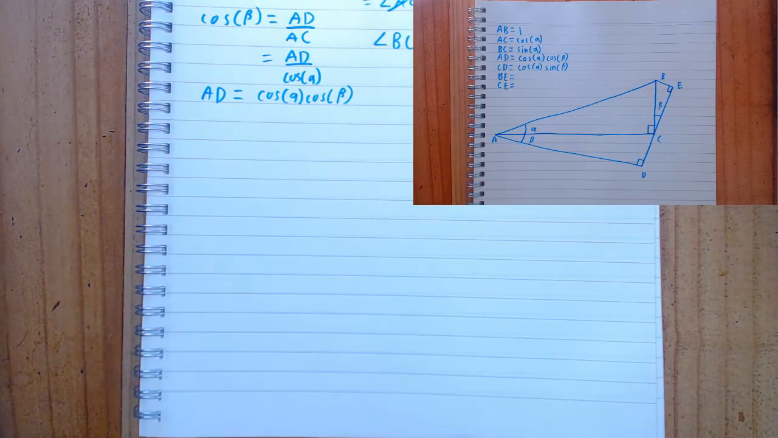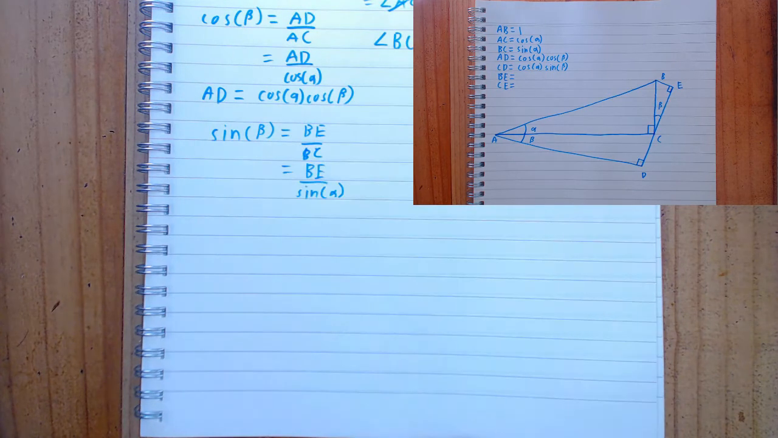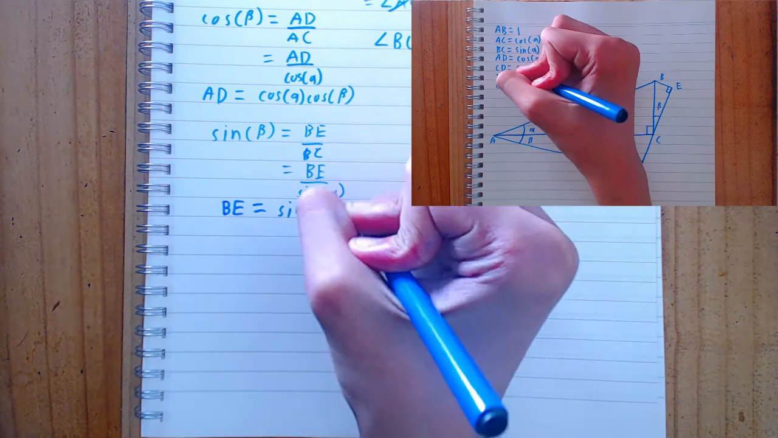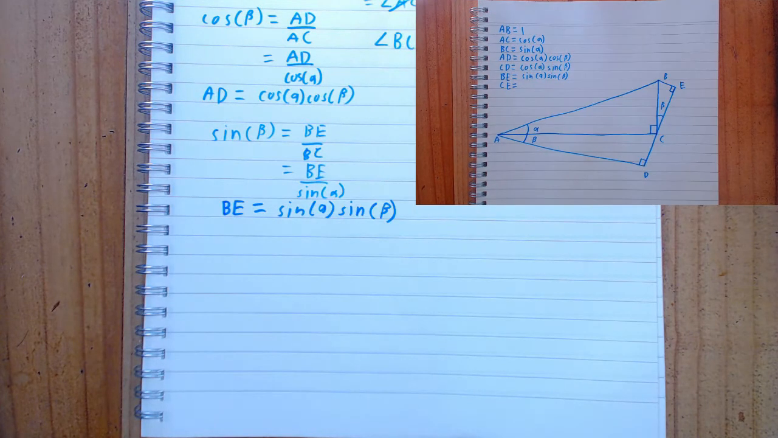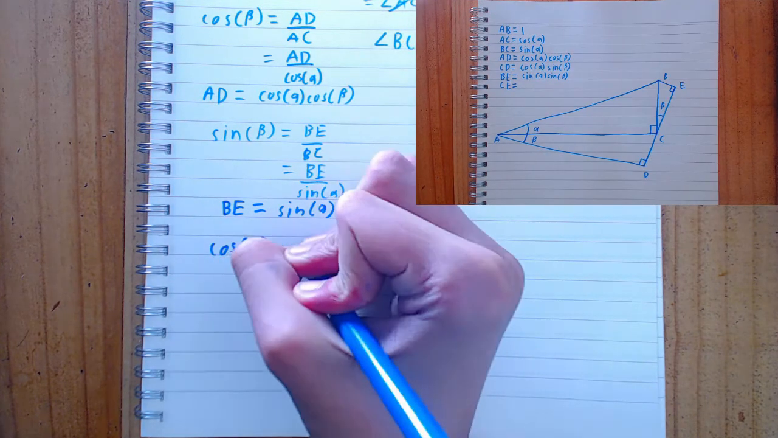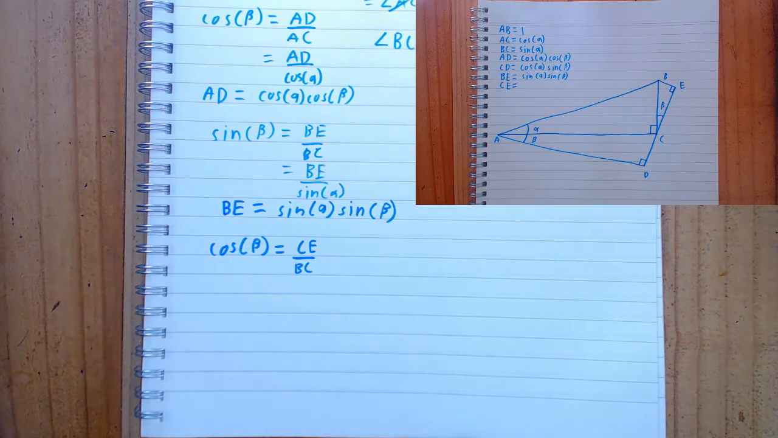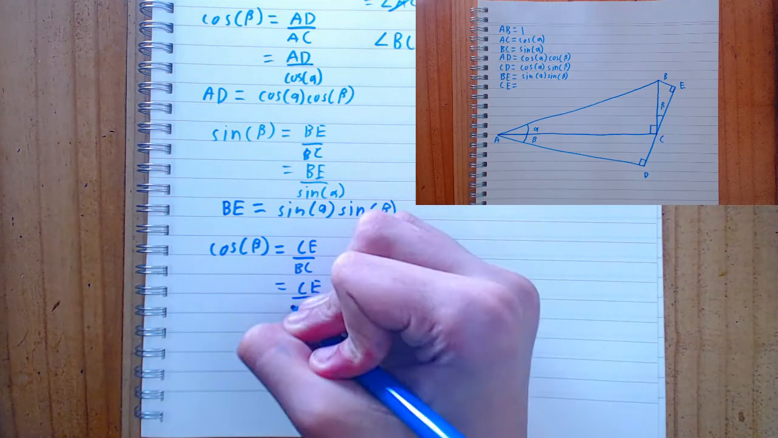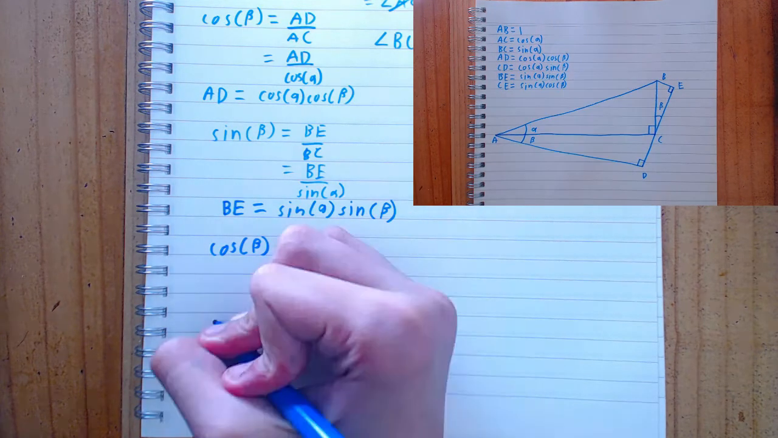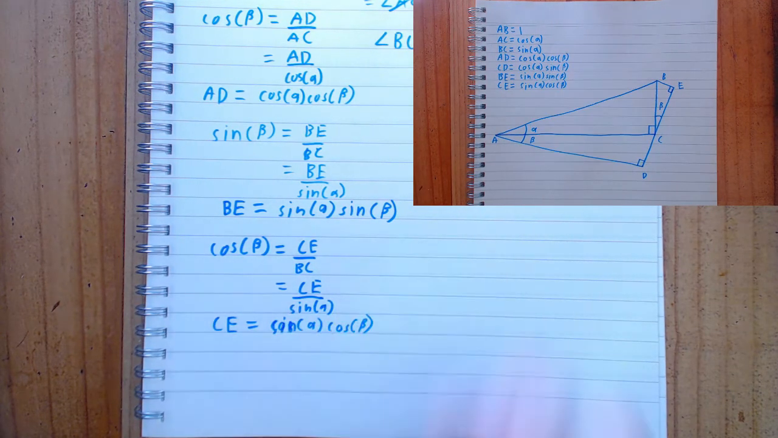Now using this triangle, we can calculate sine of beta equals BE divided by BC. BC is sine of alpha, so we end up getting sine of alpha sine of beta equals BE. Similarly, cos of beta is CE divided by BC. BC is sine of alpha, so therefore CE is sine of alpha cos of beta.